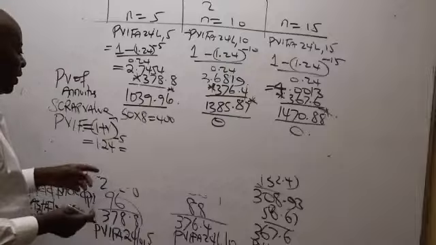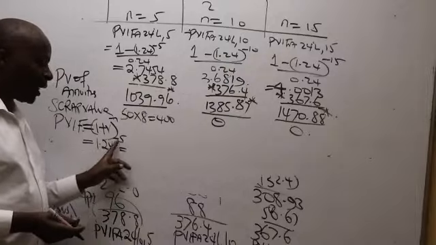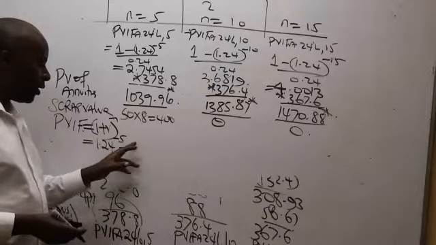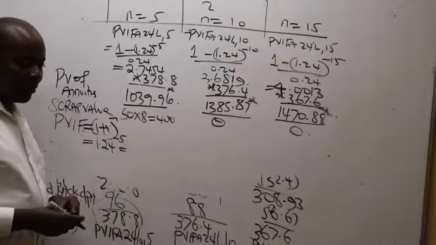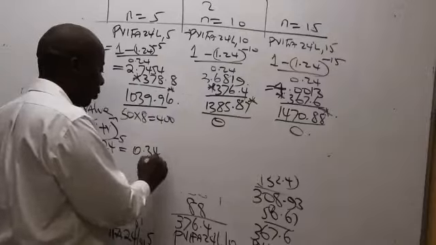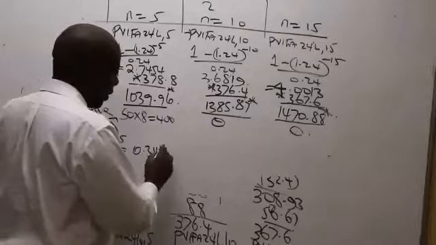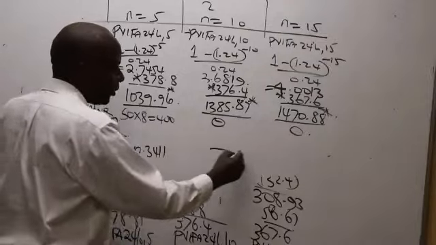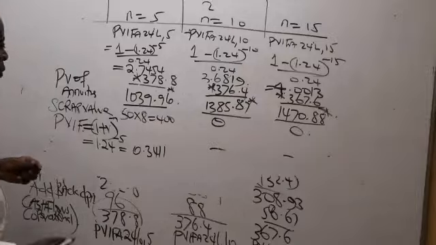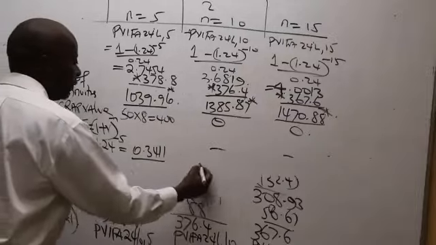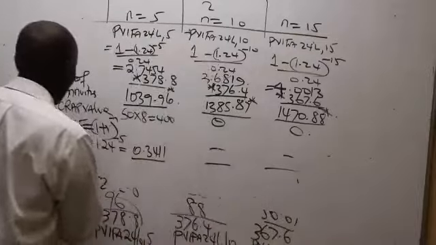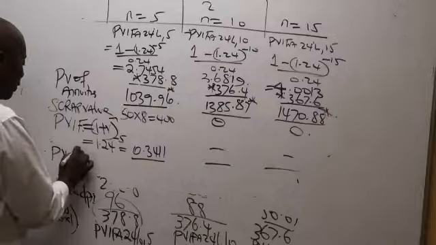So can somebody give me this figure? 1.24 raised to minus 5. What do we have here? DEE is giving me 0.3411 like that. The others I'm not interested in because I know they multiplied by 0 will be 0. So could you kindly give me the present value of the scrap?